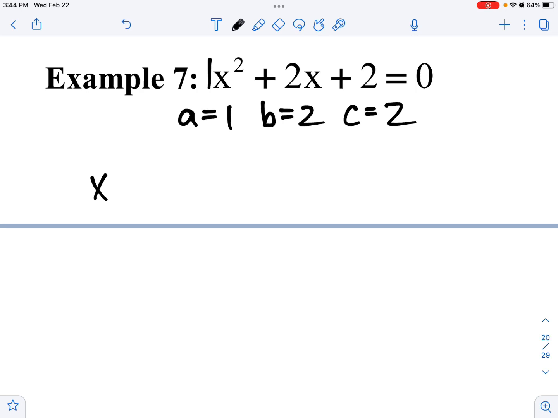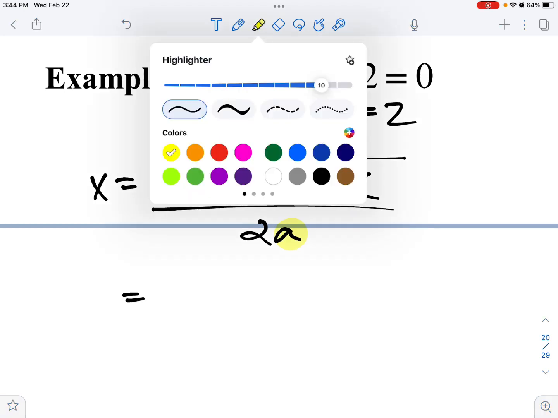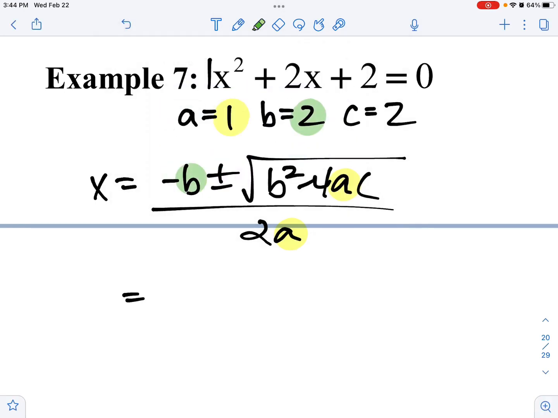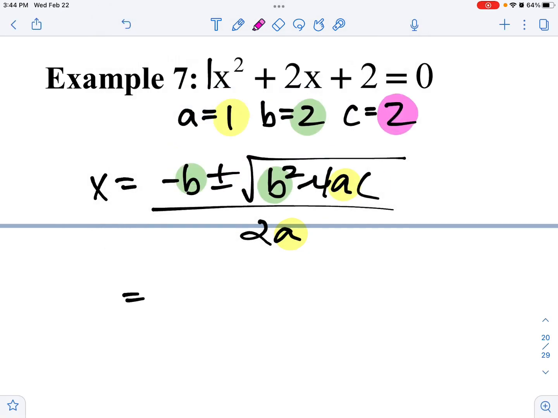Now I'm going to do x equals, the quadratic formula is negative b plus or minus square root of b squared minus 4ac all over 2 times a. And so again, what I'm going to do is plug in my numbers. So let's look at the a. The a is 1. That's going to go there and there. Let's see, the b is 2. That's going to go there and there. And the c is 2, and that's going to go there. So I literally just have to plug those numbers in, you guys.